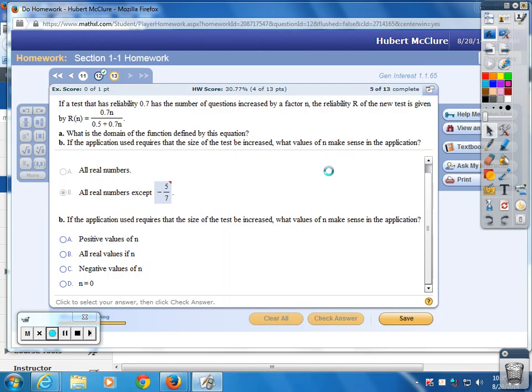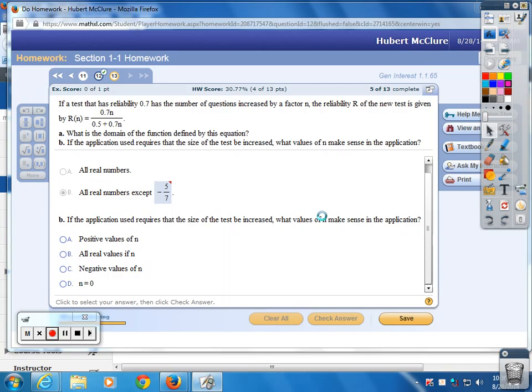But what happens to the function? What happens to a fraction if the denominator gets bigger than the numerator? Then the fraction is a smaller fraction. So be careful here because they may be trying to trick you. What does the question ask? If the application used requires that the size of the test be what? Increased. Well, let's read it again.